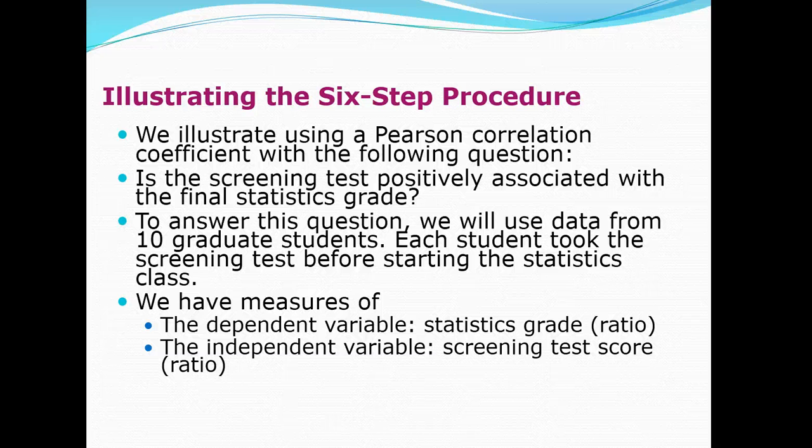So to illustrate the 6-step procedure, is the screening test positively associated with the final statistics grade? To answer this question, we will use data from 10 graduate students. Each student took the screening test before starting the statistics class, and we have the measures of the dependent variable, which is the statistic grade, ratio type of data, and then the independent variable was the screening test score, which is also a ratio type of data.